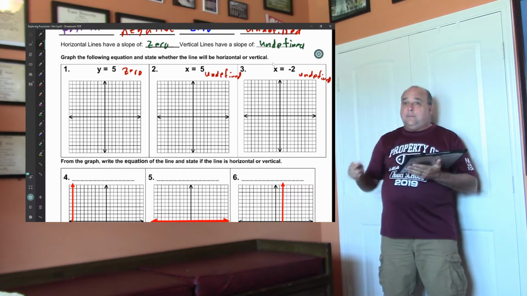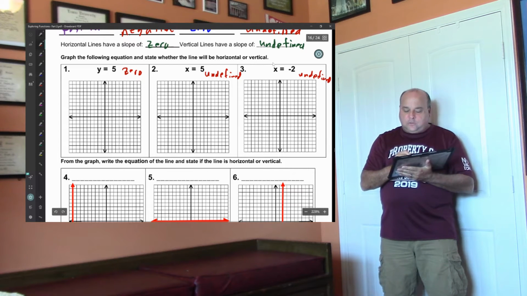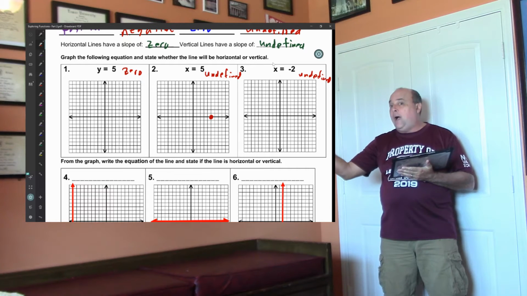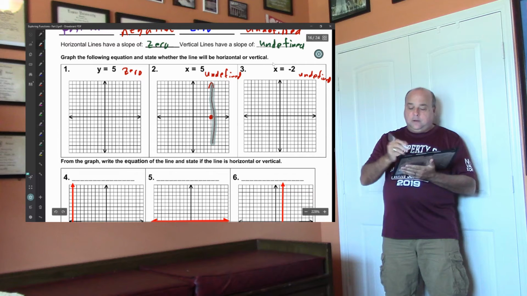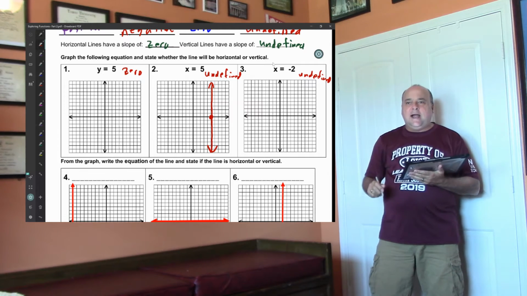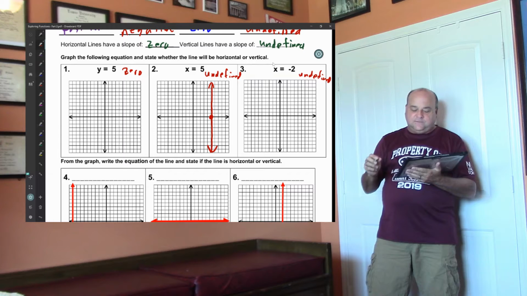So on number 2, I'm not going to do all these for you. x equal 5, I'm going to go over here, 1, 2, 3, 4, 5, draw a dot. It crosses the x-axis, but not the y-axis. So I'm going to draw a vertical line through the 5. I could do that better. Notice it's parallel to the y-axis, isn't it? That has an undefined slope, and it crosses the x-axis at 5.